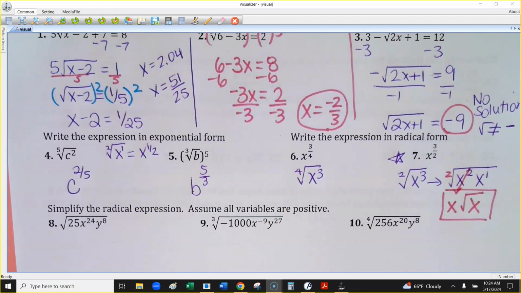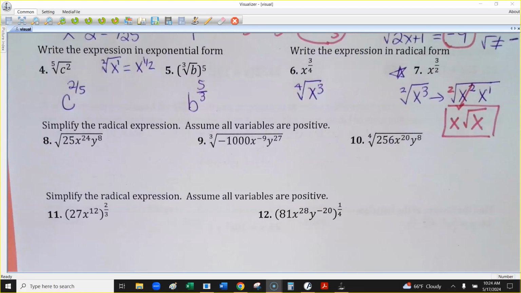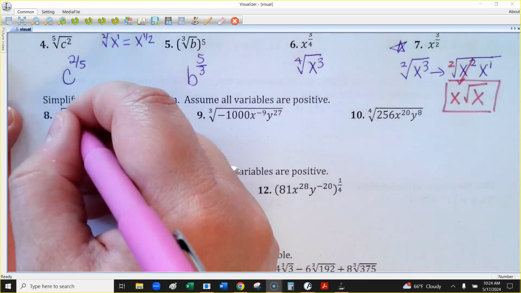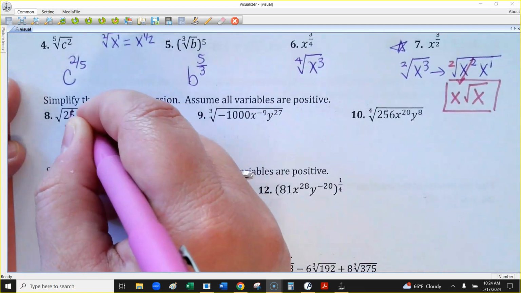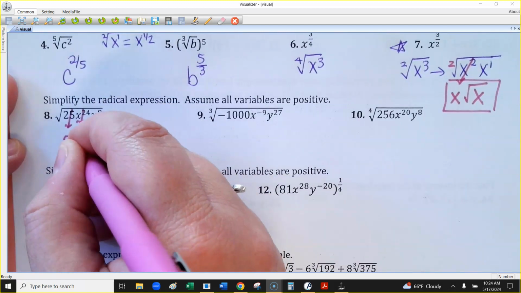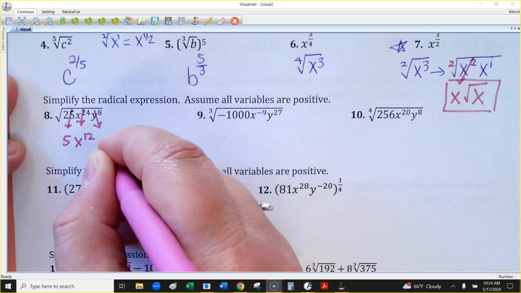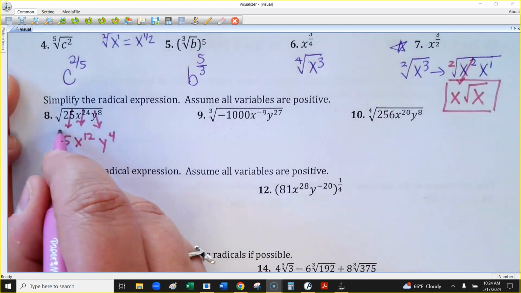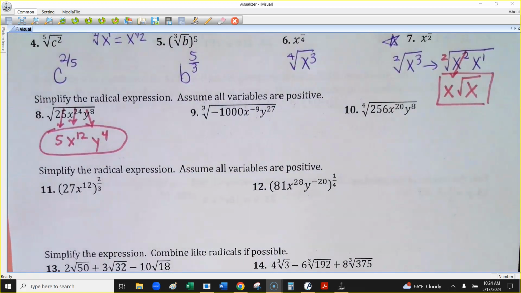All right, now I got kind of one of each. I got a square root, I got a cube root, and I got a fourth root. Tell me square root of 25. Okay, what about x to the 24th? What would you pull out there? X to the 12th. What would you pull out for y to the 8th? Y to the 4th. That's a perfect square, right? All the number was a perfect square, and the exponents were all divisible by 2. So that's just my answer, totally done.